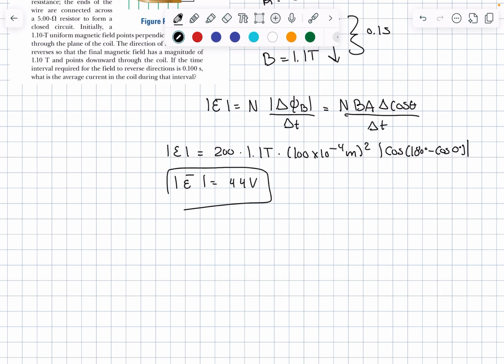We want to know what the average current is, though. And so we say that I is equal to E divided by the resistance, and that's just going to be 44 volts divided by 5 ohms, and that's going to give us 8.8 amps. And that is it for this problem.